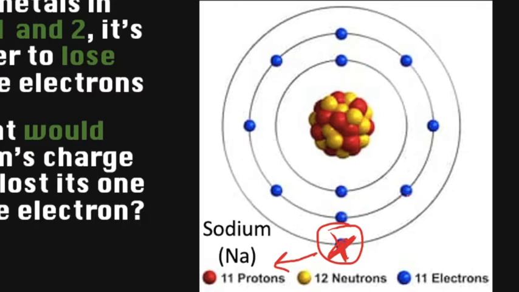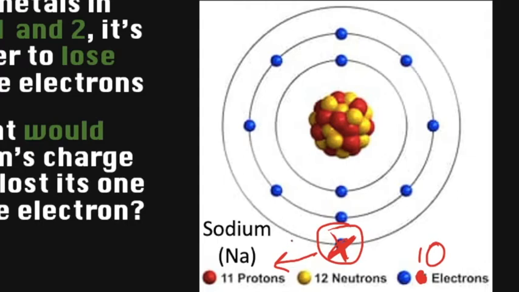This next outer layer has 8 valence electrons, so it's far easier for sodium to get rid of 1 valence electron than to gain 7 more. So now instead of having 11 electrons, sodium has 10. Now, here's really the point of this video, because we're going to determine the charge of atoms based on their valence electrons.